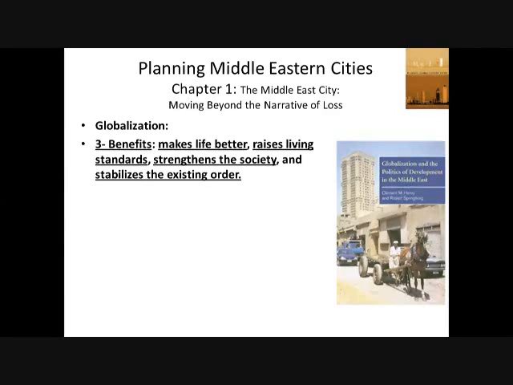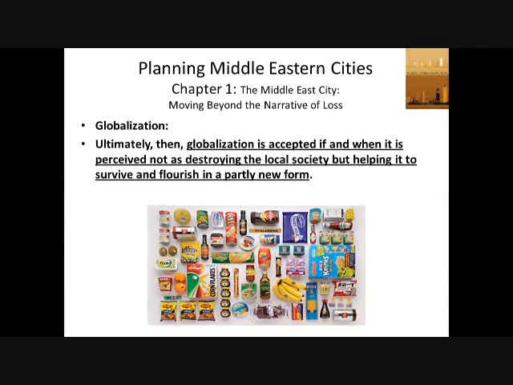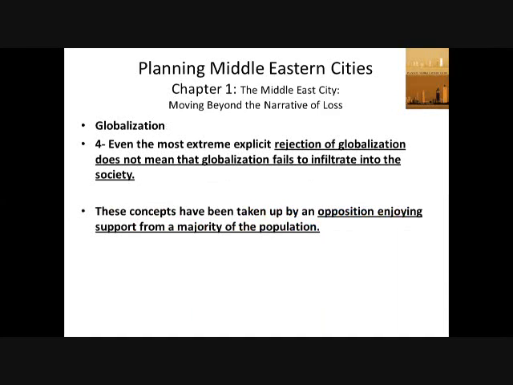Globalization has benefits. One of the benefits is that we are using the internet now. This is part of globalization. The Zoom that we are using is stationed in Silicon Valley in California. So it makes life better. It raises standards, strengthens the society, and stabilizes the existing world. So the society is also selective in choosing what it wants to accept and reject, with those values or institutions most destructive of tradition being rejected. So globalization is not taken as a whole. There is a selective choice, but it is also accepted if and when it is perceived not as destroying the local society, but helping it to survive and flourish in partly a new form.